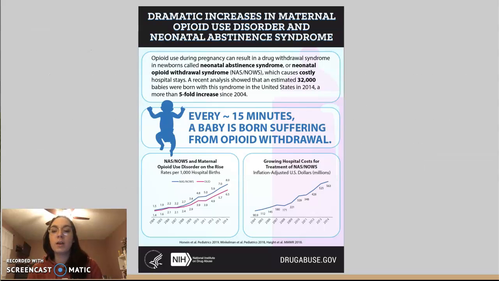So here is a chart that I wanted to include in the end that just shows the increase in NAS syndrome and in pregnant women using drugs during their pregnancy. Every 15 minutes, a baby is born suffering from opioid withdrawal. And I think this is definitely a statistic that shows us just how important this topic is, not only in the Cincinnati area, but nationwide as well.